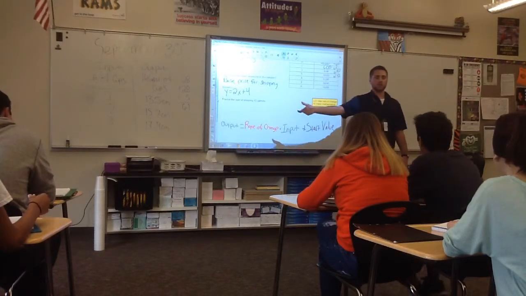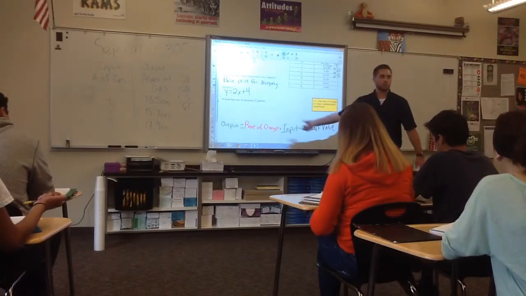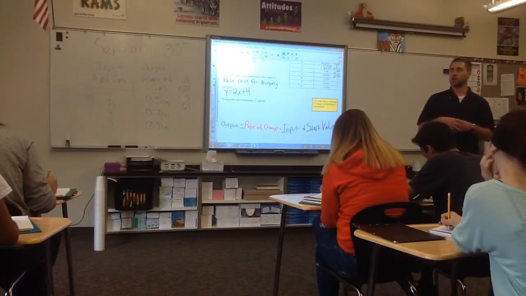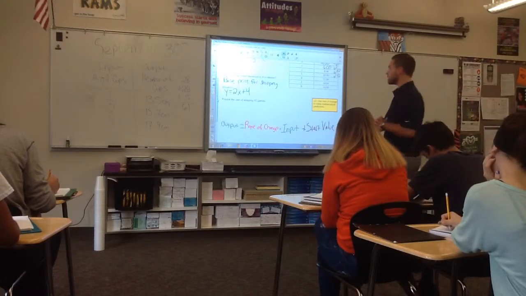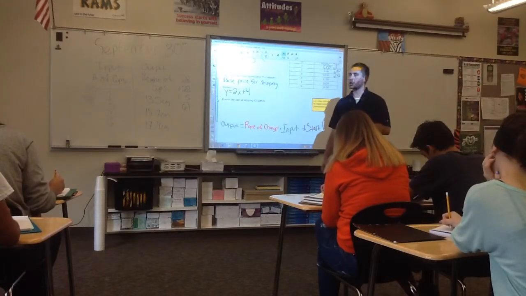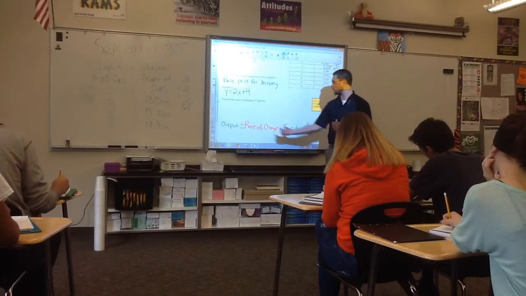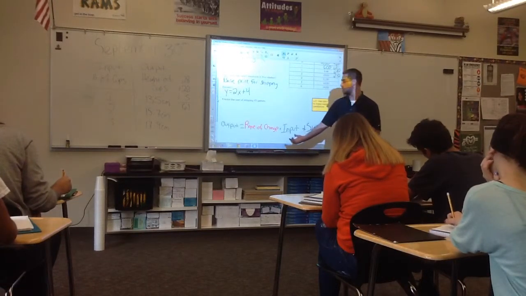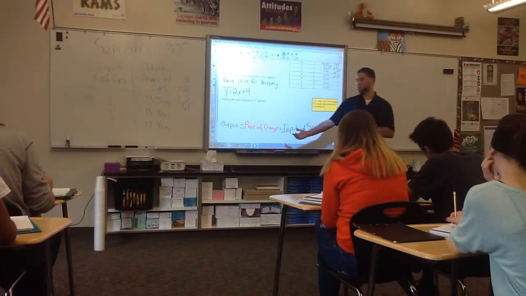This absolutely should be in everyone's notes. Because as we move through the unit, if you guys are asked to write an equation given a table, I'm going to ask you, what are these 4 things? What's your start value? What is your input? What is our rate of change? And what is the output?